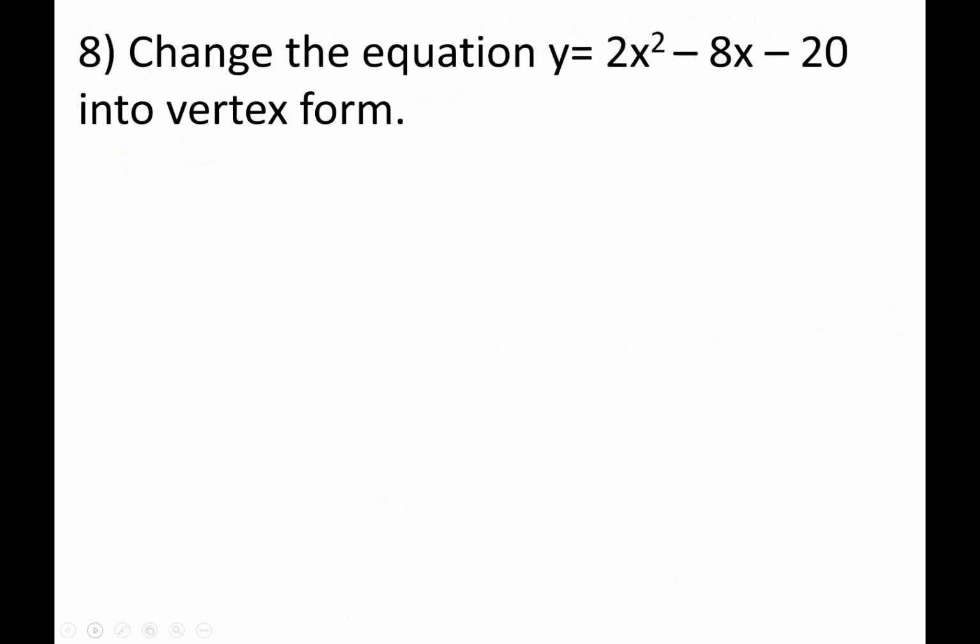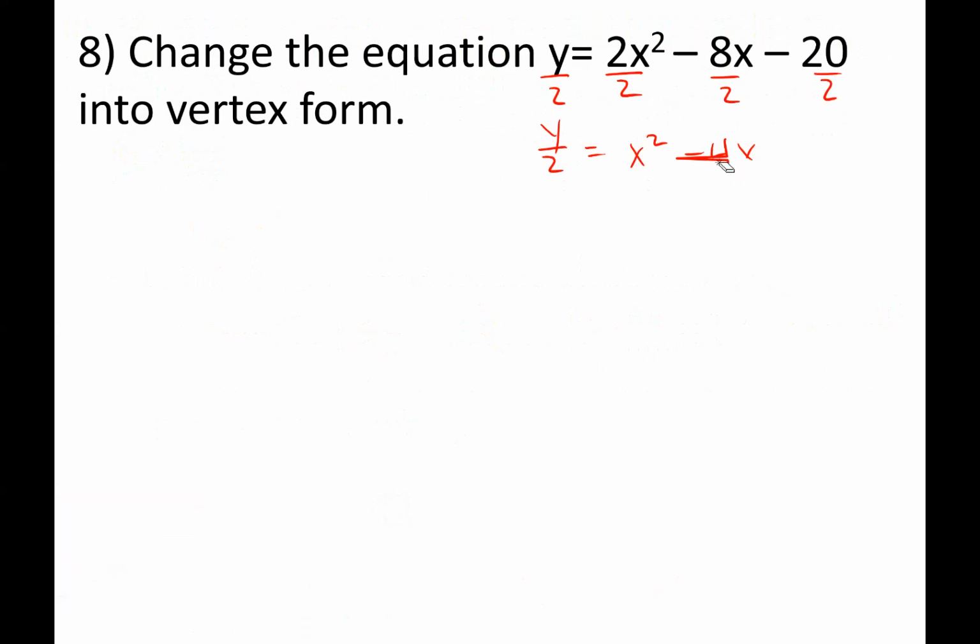On to number 8, change the equation into vertex form. Keep in mind that this number I changed from the original study guide, so please change yours as well. All right, the number in front of x squared is not a 1, so I got to get rid of it. Since it's a 2, divide everything by 2. I get y over 2 equals x squared minus 4x.